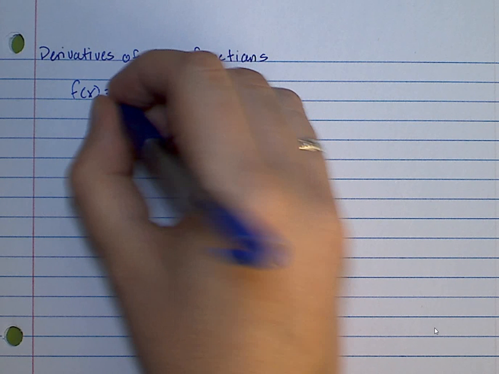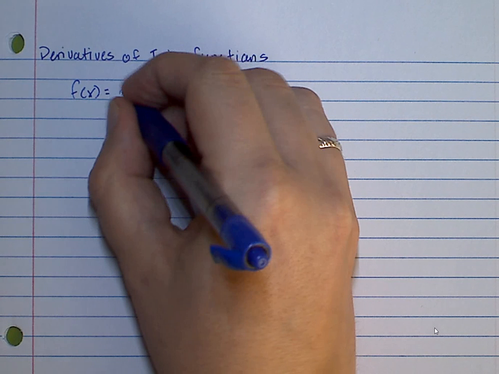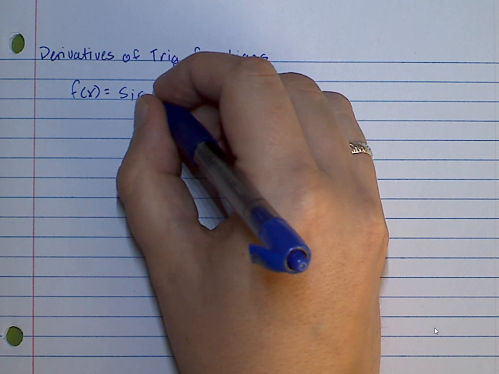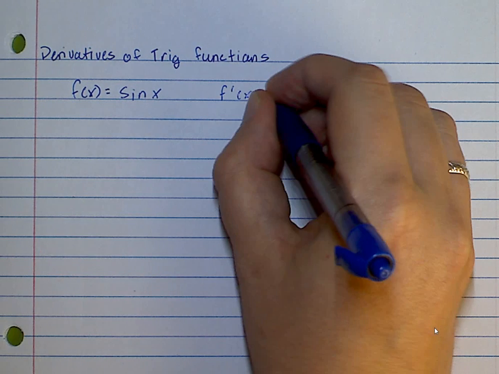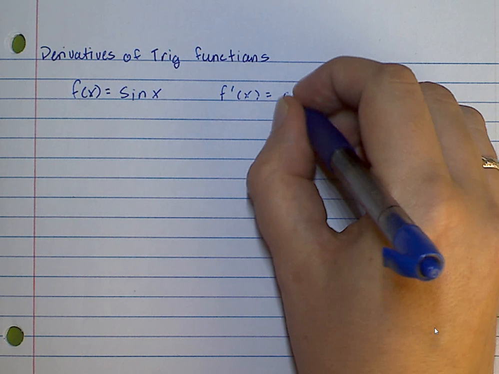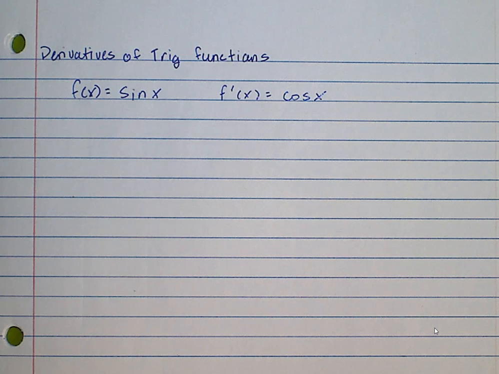So f of x equals sine x. F prime of x is equal to cosine x. So if we have a function that's the sine of x.